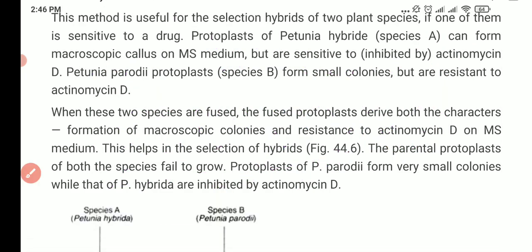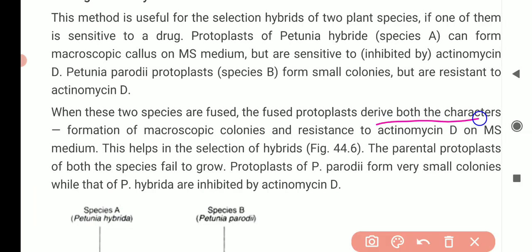Reading here, when you fuse them, they will get the special characters of both types of species, A and B, and they will be resistant to actinomycin D on the medium. So now you can see, it will help you in the selection of the hybrids. Now you must be thinking, but miss, what about petunia B?